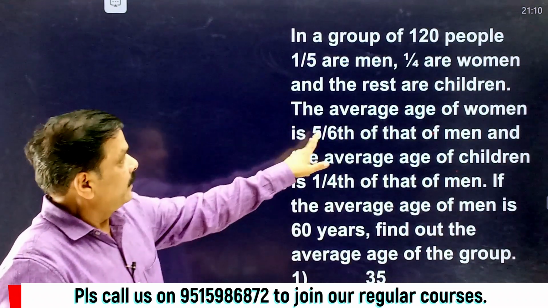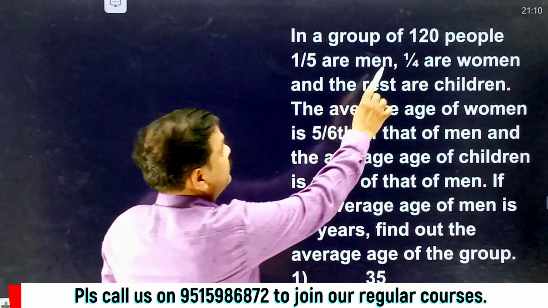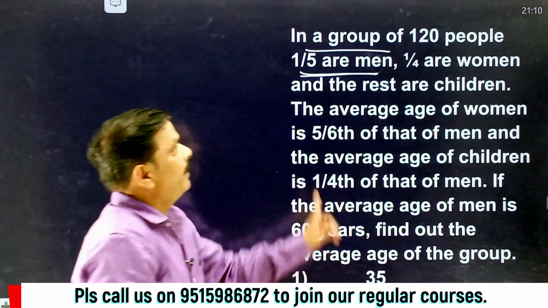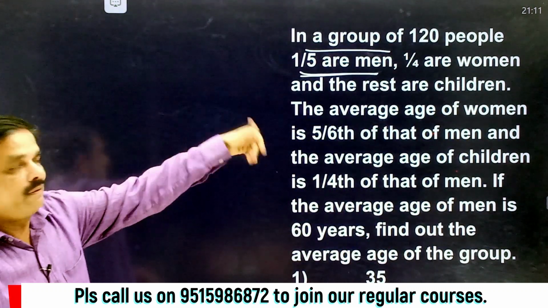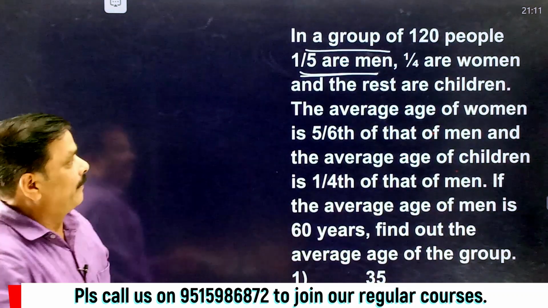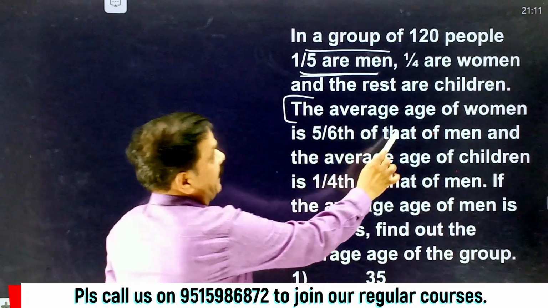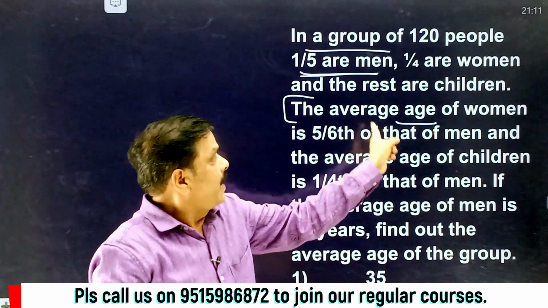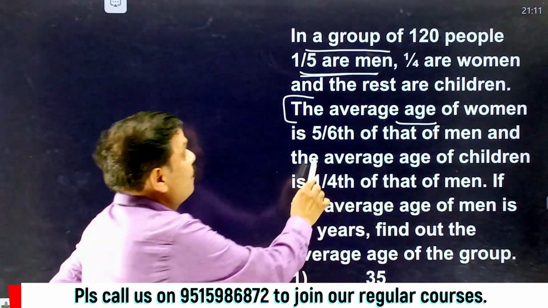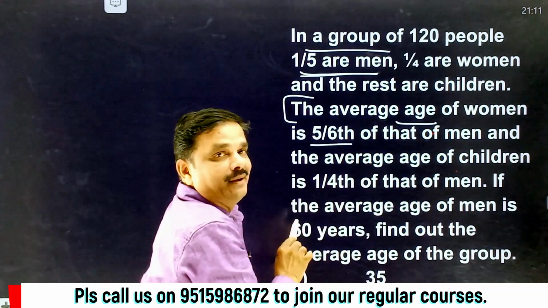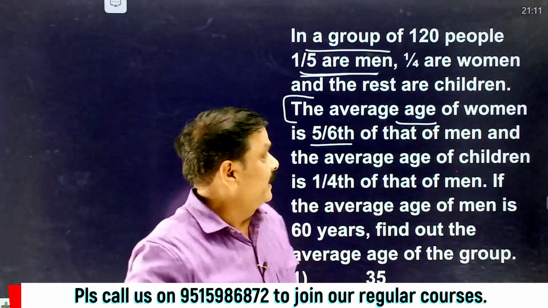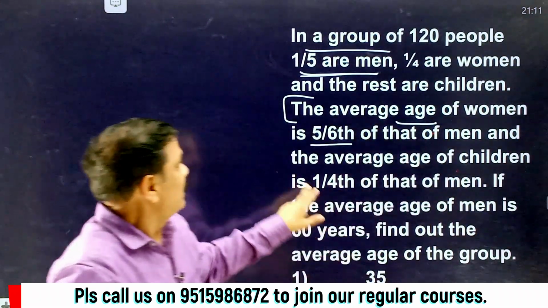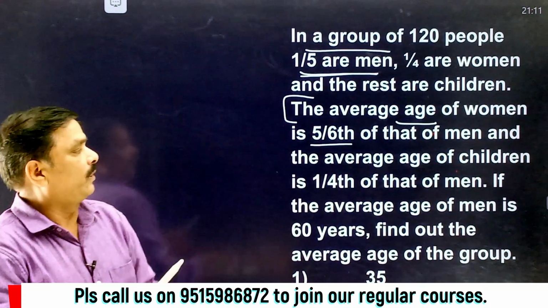After that, the average age. Now you see, the first one is number. In a group of 120 people, number of men 1 by 5, number of women 1 by 4, and the rest of the people are children. But here another parameter they have given, that is age. The average age of women is 5 by 6 of that of men. That means the average age of women is 5 by 6 of the average age of men in the group. And the average age of children is 1 by 4 of that of men.